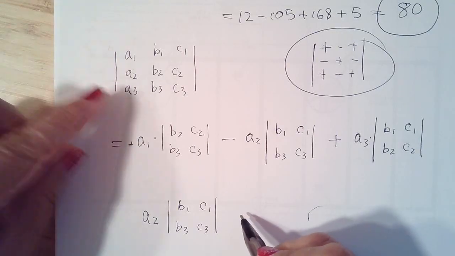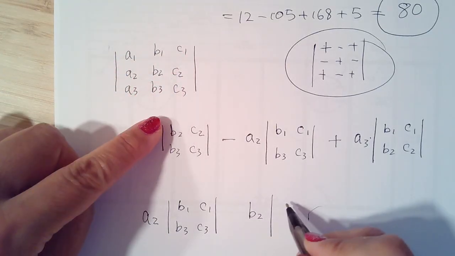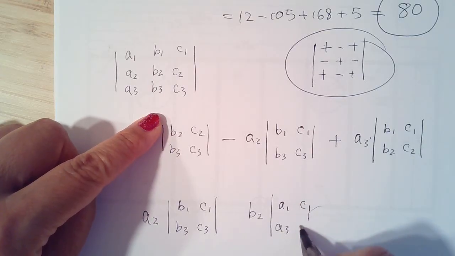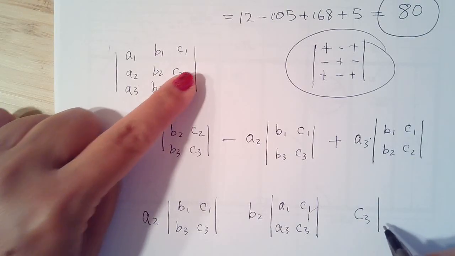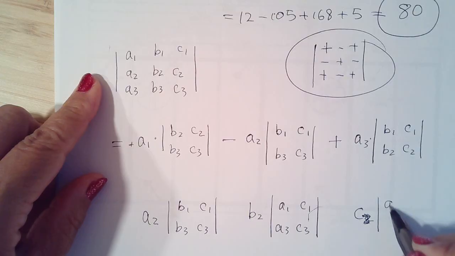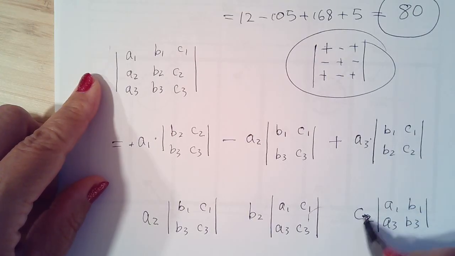And then A2. The next one is B2. So cross out the row and column that B2 stays, and that is going to be A1, C1, and A3, C3. And the last one is C2, and you cross out that, you have A1, B1, A3, B3.